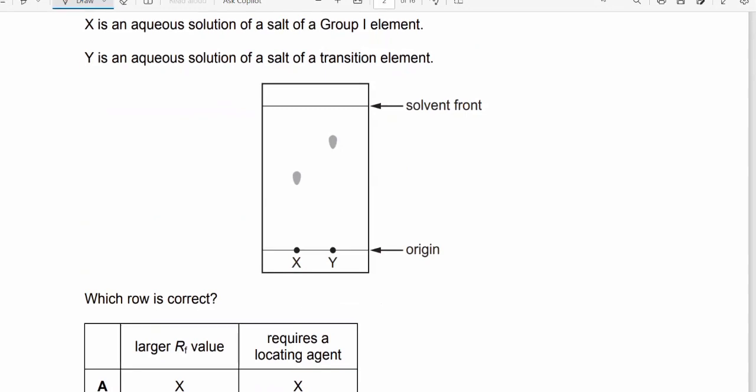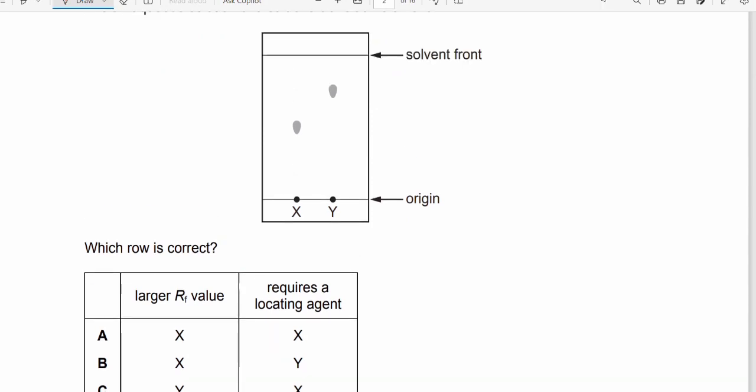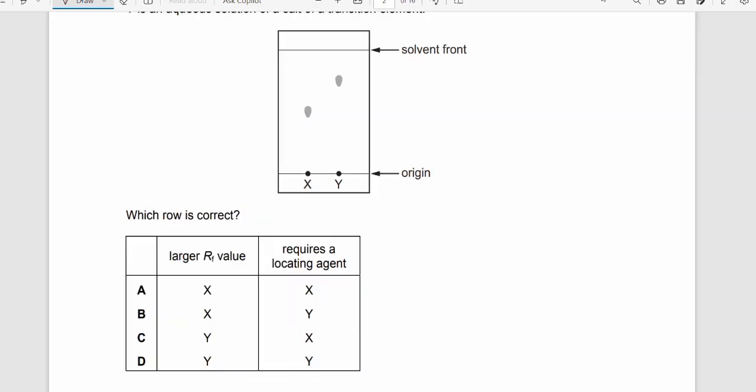So what happens? Which row is correct? Large Rf value. What is the Rf value? Rf value is equal to the distance traveled by the solute, divided by the distance traveled by the solvent.